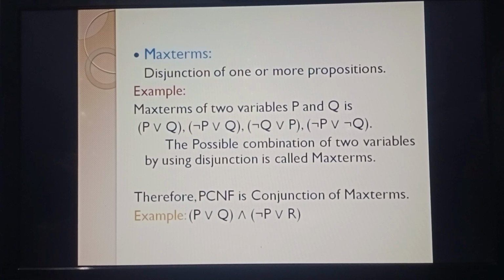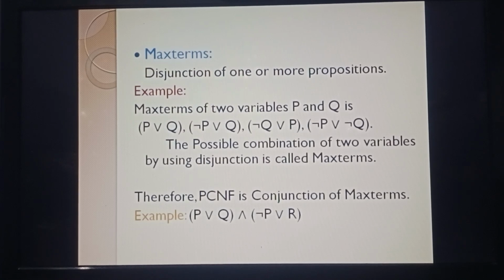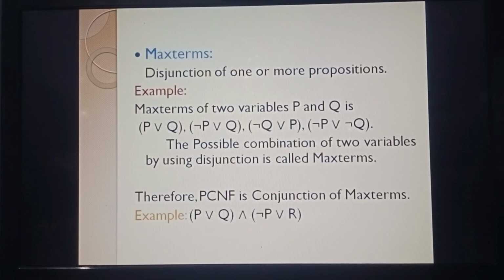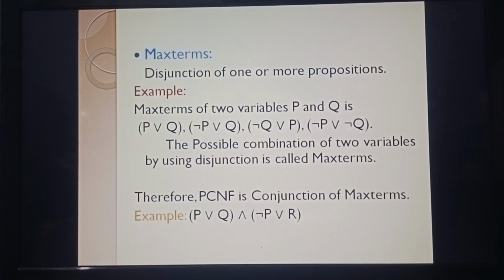Therefore, PCNF is conjunction of max terms. I repeat, PCNF is conjunction of max terms. For example, (p or q) and (negation p or r). Here, conjunction means (p or q) and (negation p or r). This is called the PCNF, principal conjunctive normal form.